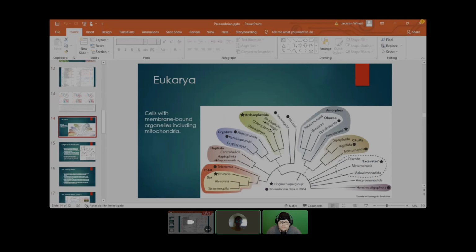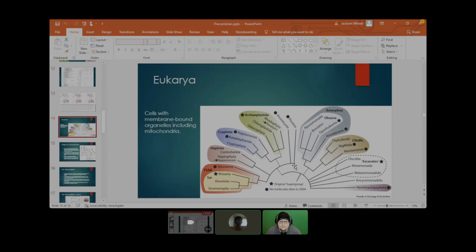Rhodophyta is the red algae. Chloroplastida is the green algae. We don't really talk about the glaucophytes. Nobody cares about them. Haptophytes are the coccoliths, which are these little shelly guys. And then you have forams, diatoms, kelp, all that sort of stuff down here in the SAR group.